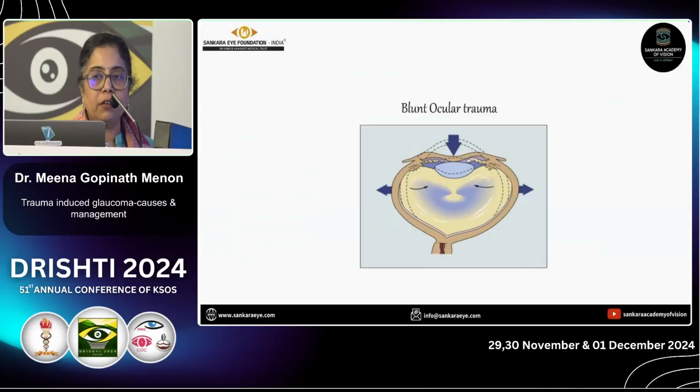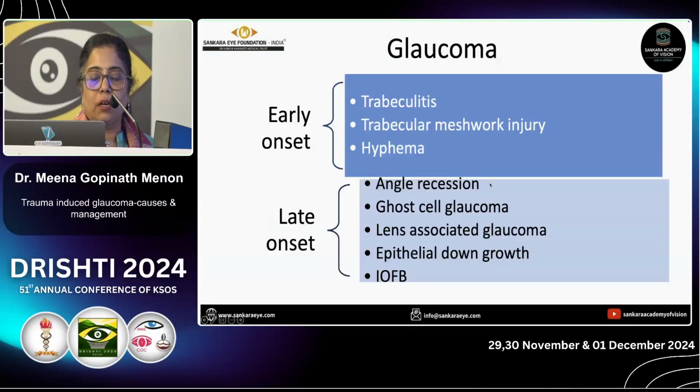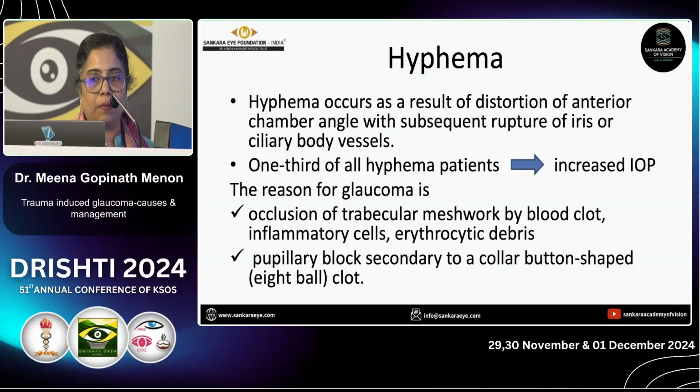As we all know, blunt ocular trauma causes an anterior-posterior compression, and there is a posterior displacement. That is why usually you get these rings of trauma injury along this circle. So, when we talk about glaucoma, it can be either early onset or late onset. Early onset is trabeculitis and hyphema, and late onset includes other forms of glaucoma like angle recession, ghost cell glaucoma, and lens-associated glaucoma. As you all know, hyphema is one of the commonest presentations.